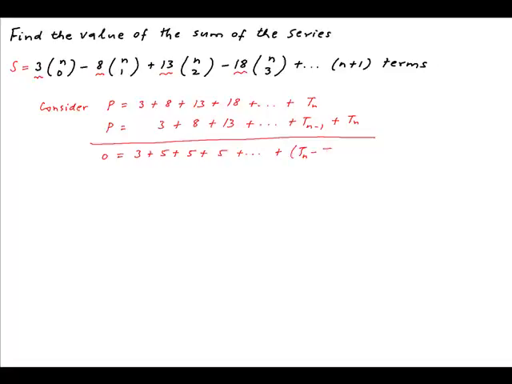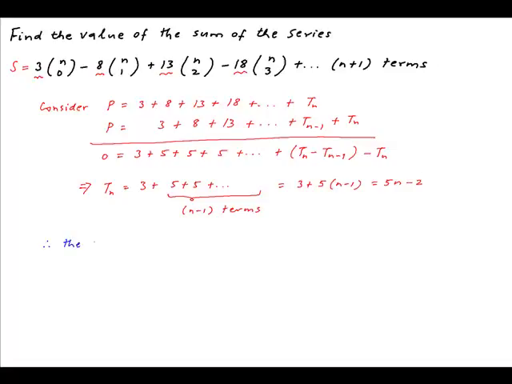The n minus 1th term is Tn minus 1. The last term is minus Tn. We take the last term to the left hand side. We get Tn is equal to 3 plus 5 plus 5 and so on and so forth, and there are n minus 1 such terms, all equal to 5. So the value of Tn is 3 plus 5 times n minus 1, which is equal to 5n minus 2.